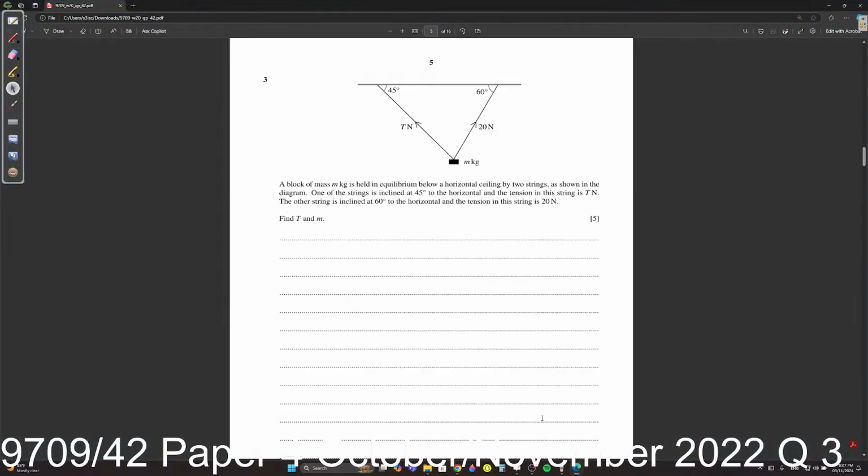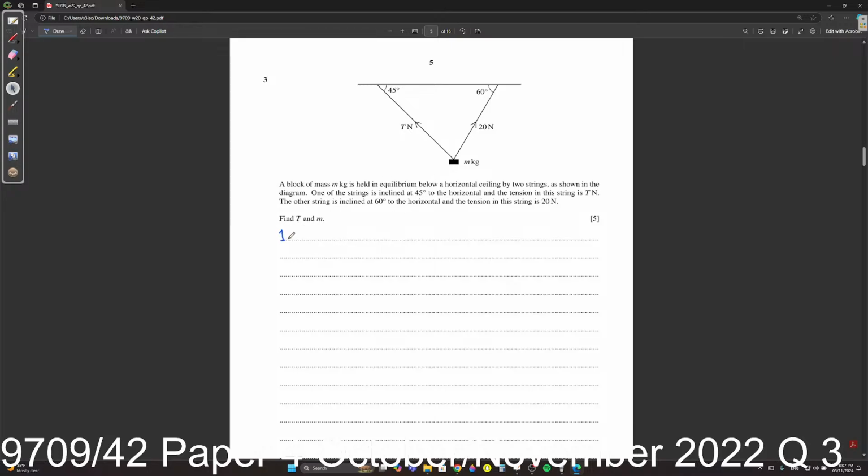A block of mass m kg is held in equilibrium below a horizontal ceiling by two strings, as shown in the diagram. One of the strings is inclined at 45 degrees and the tension in the string is T. The other string is inclined at 60 degrees and the tension in the string is 20. Find T and find M, the mass. Okay, this is pretty straightforward.